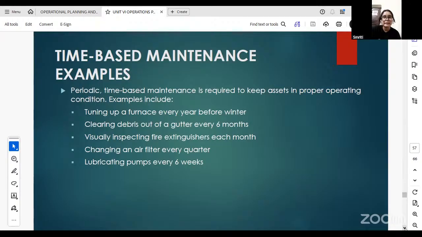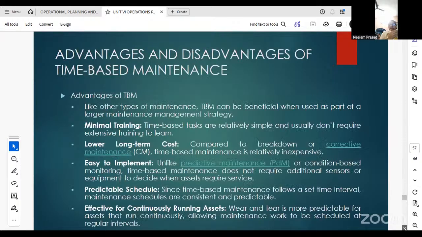Time-based maintenance examples: periodic time-based maintenance is required to keep assets in proper operating condition. Examples include tuning up a furnace every year before winter, clearing debris out of gutters every 6 months, visually inspecting fire extinguishers each month, changing an air filter every quarter, lubricating pumps every 6 weeks. So you keep on monitoring things and seeing that they are working in good condition.